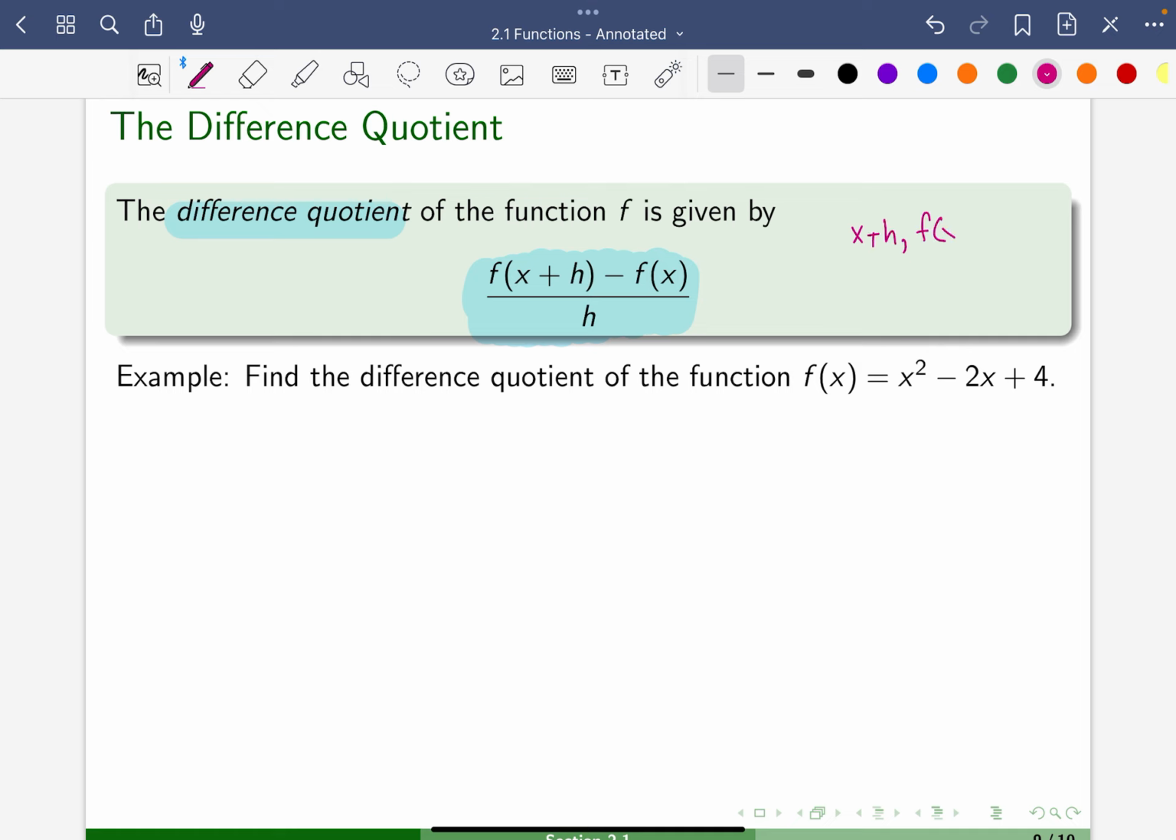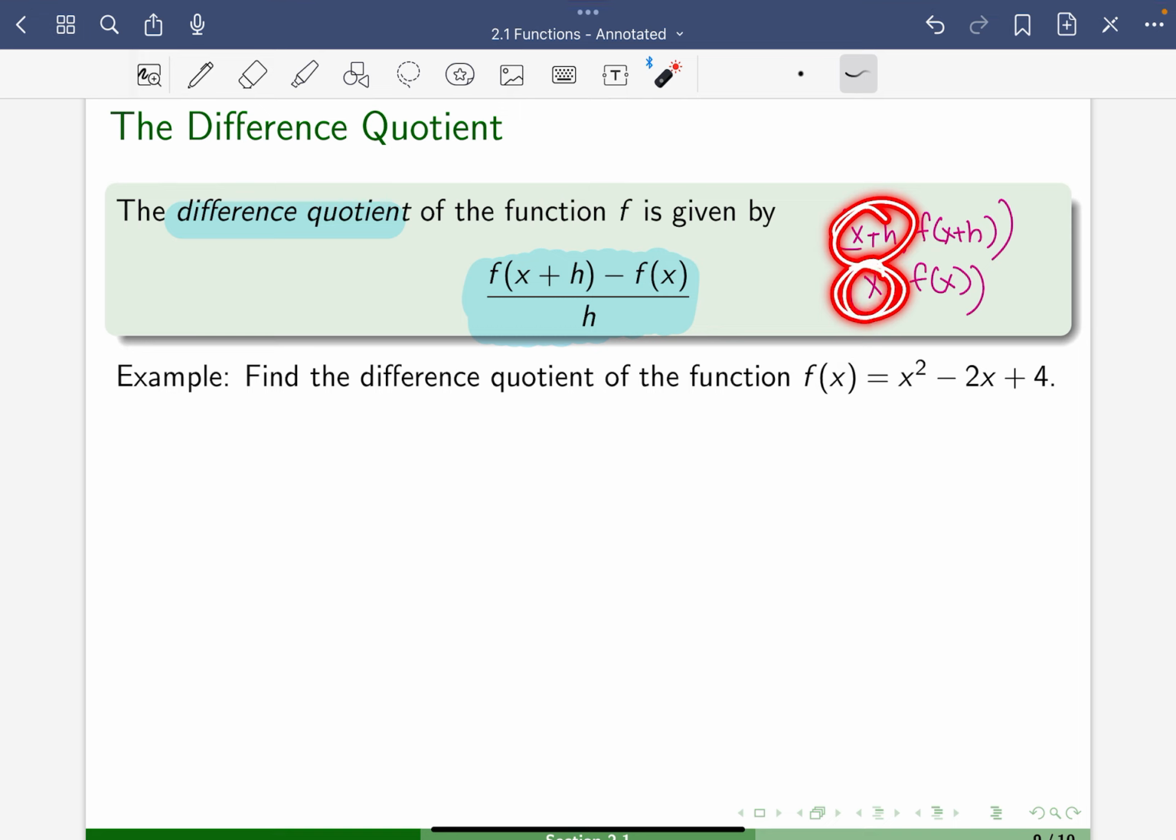comma f of x plus h and x comma f of x. So if you took your first point as being x comma f of x, your second point being x plus h comma f of x plus h, to get the slope between those, you would take this value minus this value, that's what we have on top here, over this value minus this value. When we subtract those two things, the x's will cancel and we'll only be left with the h.